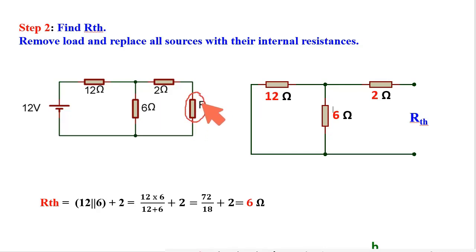So open this load resistance here, and the sources will be replaced by their internal resistances. So this will be shorted here. So this is the circuit for calculating RTH. It is very easy: this 12 and 6 are in parallel, and the equivalent of this is in series with 2. So 12 and 6 are in parallel, and the equivalent of this will be added with this 2. Ultimately I got RTH as 6 ohm.